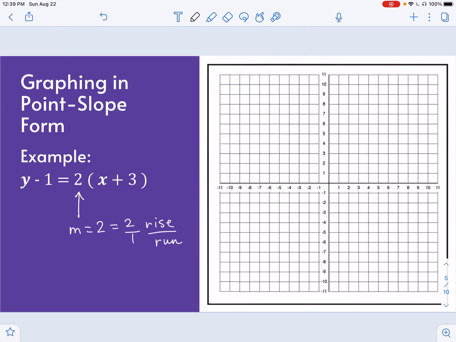This and this is going to make up the point on your graph. Because it's a plus 3, your point is negative 3. Because it's a minus 1, it's a positive 1. So when you extrapolate or pull out the point from a point-slope form equation, remember the first part of the coordinate is x, and the second part of a coordinate is y.